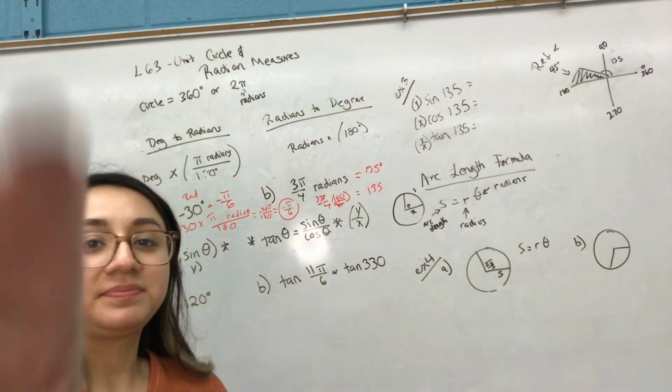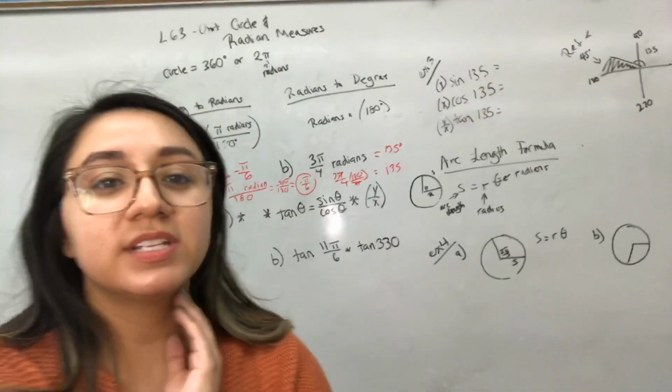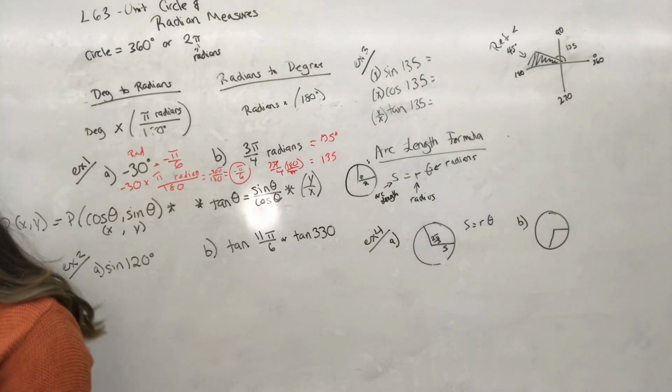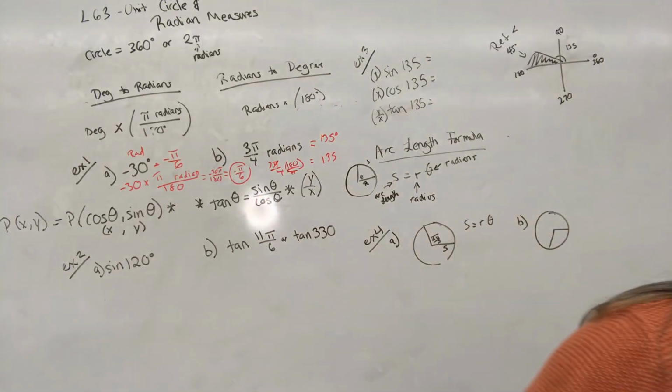Now for the next part, my camera's all messed up now. For the next part, we have the cosine and sine. I don't know if I put it in your worksheets. I don't remember if I did or not.